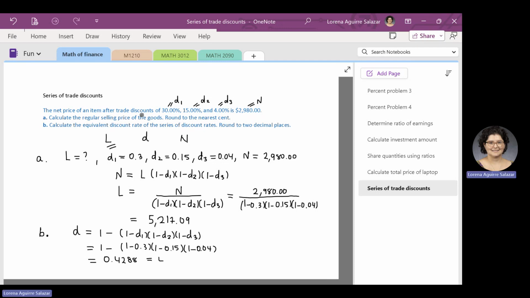This is 42.88%. That's what we find after we use a calculator. So what we can say is that the equivalent discount rate of the series of discount rates is 42.88%.